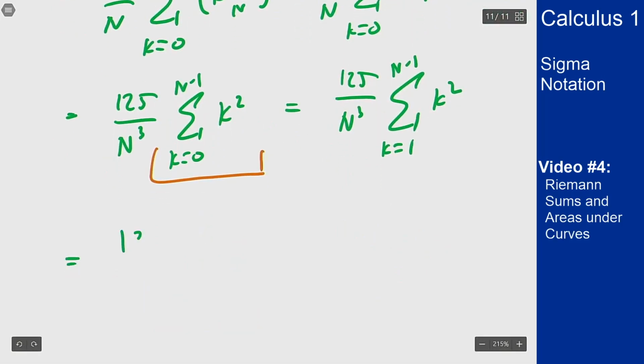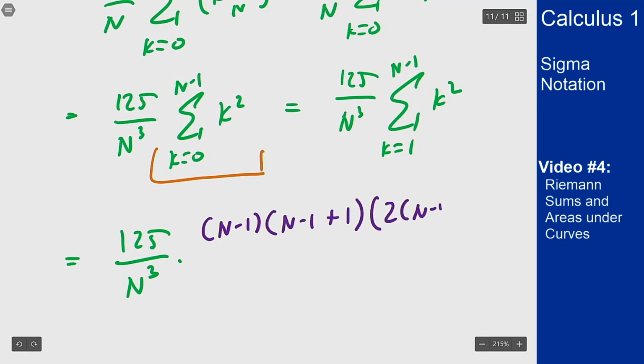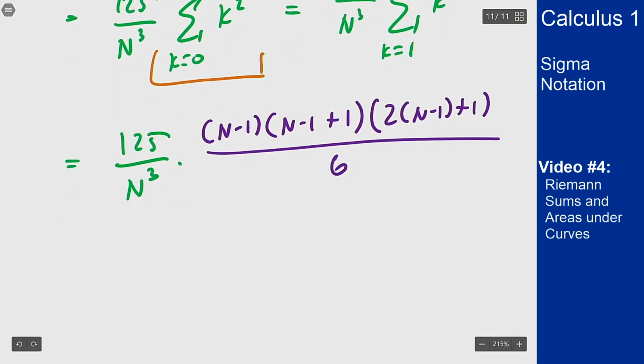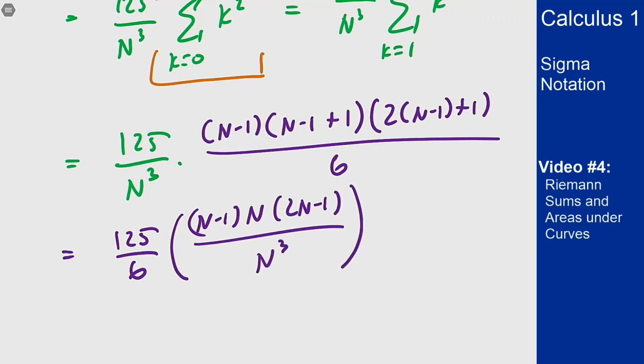So I get a 125 over n cubed times what? Using the power sum formulas, this should be n minus 1 times n minus 1 plus 1 times 2 times n minus 1 plus 1, all over 6. So what I end up with here is 125 over 6, we'll leave that out front, times n minus 1 times n times 2n minus 1 all over n cubed. This looks kind of nasty. However, I now want to take the limit of this as n goes to infinity. This is what I get if I have exactly n rectangles. I want to take that and limit n to infinity to see what I get for the actual area.